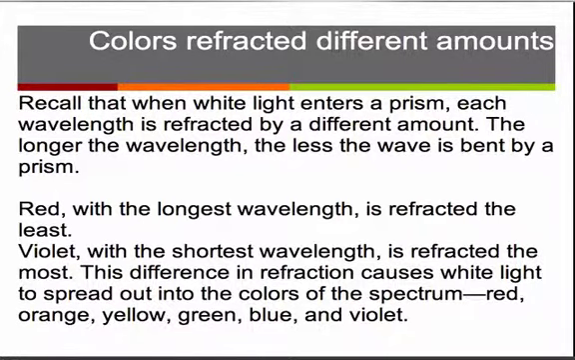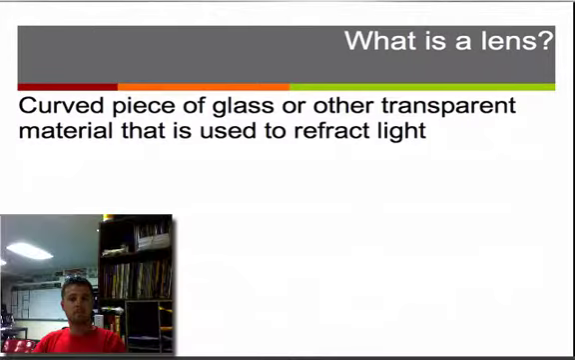Now, recall that when white light enters a prism, each wavelength is refracted by a different amount. The longer the wavelength, the less the wave is bent by a prism. Red, the longest wavelength, is refracted the least. Violet, the shortest wavelength, is refracted the most. This difference in refraction causes white light to spread out into all the colors ROY G. BIV.